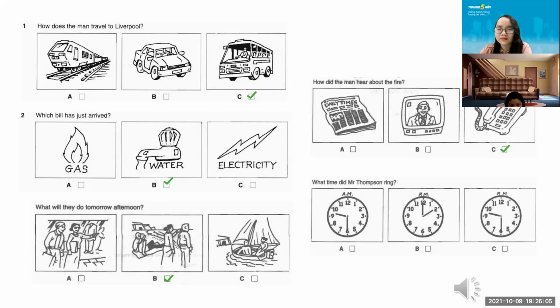Five. What time did Mr. Thompson ring? Have there been any calls for me this morning? Yes, Mr. Thompson rang about the computer. Oh, what time was that? About 9:30. Can you ring him at 2 o'clock this afternoon? Yes, okay.